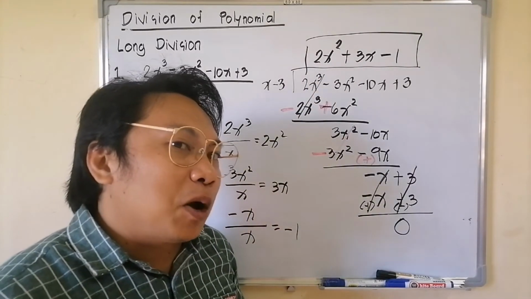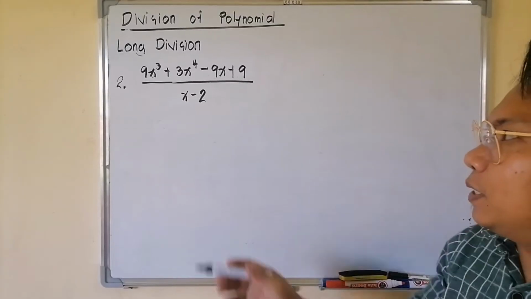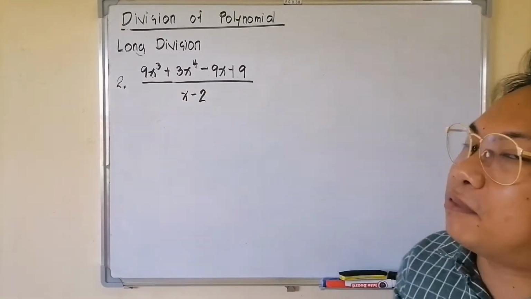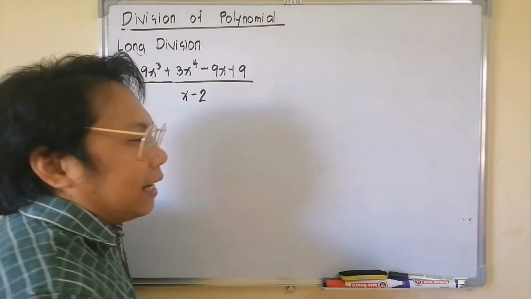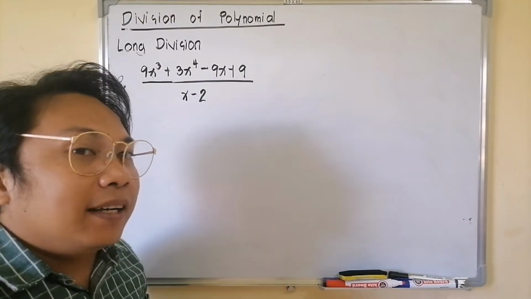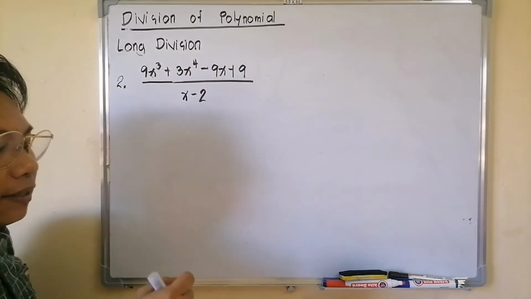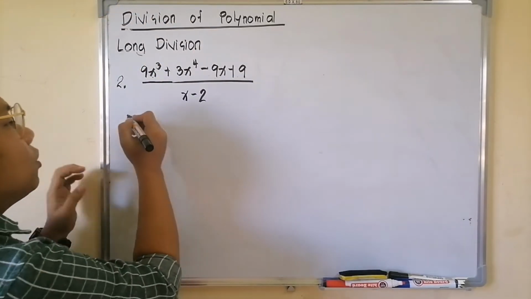Let's have example number 2. This example: 9x cubed plus 3x to the 4th minus 9x plus 9, divided by x minus 2. Is your dividend written in standard form? Let's see. Since it is not arranged in standard form, we will first arrange this one.